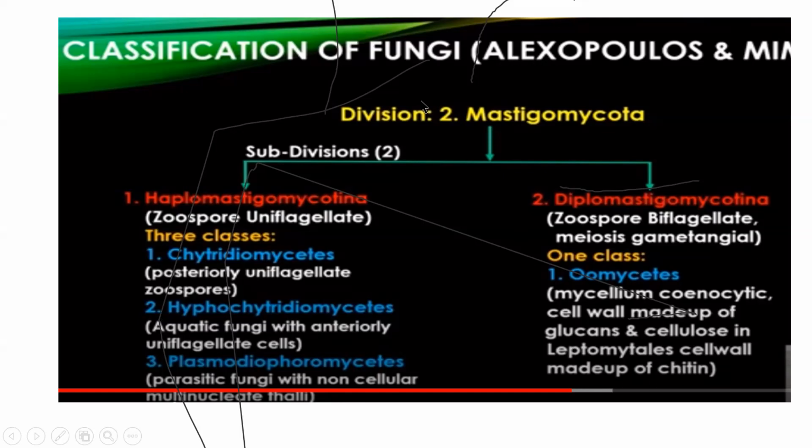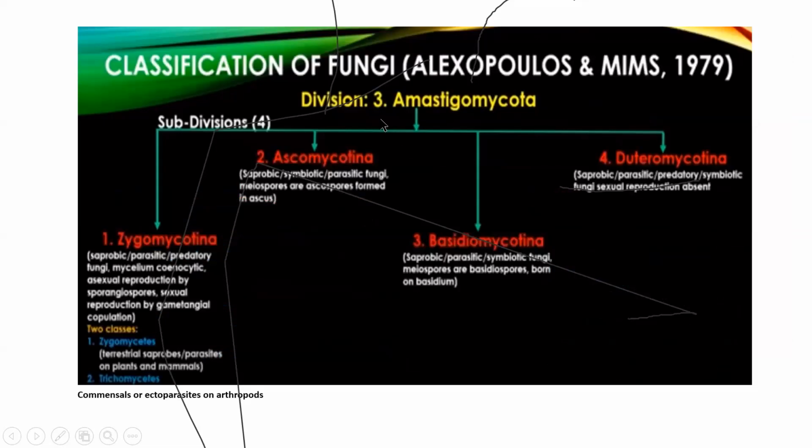So based on the spores, whether they are uniflagellate or biflagellate, you have two subdivisions under Mastigomycota, Haplomastigomycotina and Diplomastigomycotina. Then the third division is Amastigomycota. It has four subdivisions: Zygomycotina, Ascomycotina, Basidiomycotina and Deuteromycotina.